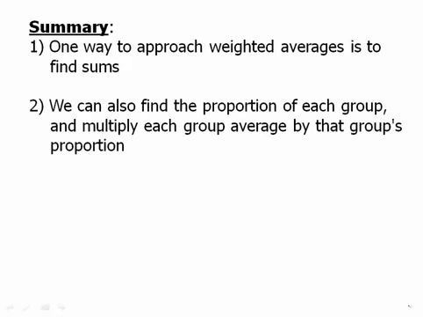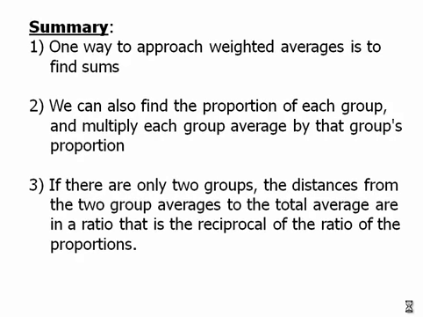One way to approach weighted averages is to find the sum. We can also find the proportion of each group and multiply each group average by that group's proportion and simply add those up. And if there are only 2 groups, the distances from the 2 group averages to the total average are in a ratio that is the reciprocal of the ratio of the proportions. And this final way of thinking about it, admittedly, it's very hard to put into words in a way that's clear, and it can be very confusing when you first encounter it, but if you can learn to think about it this way, it will give you a powerful advantage on the test.